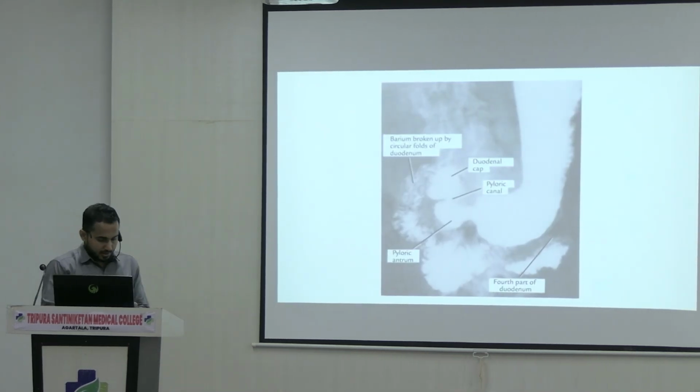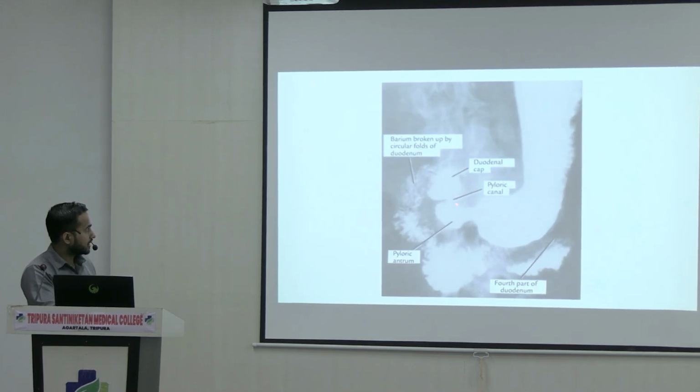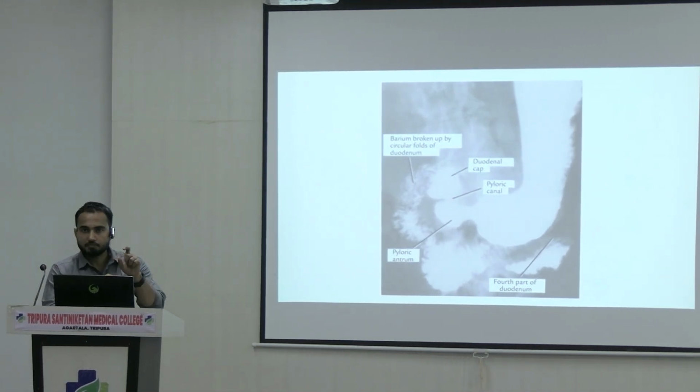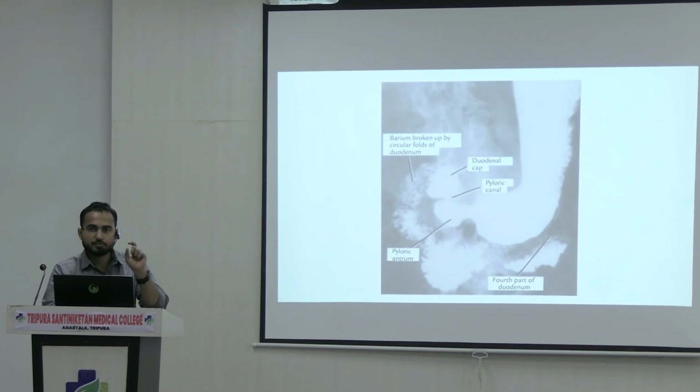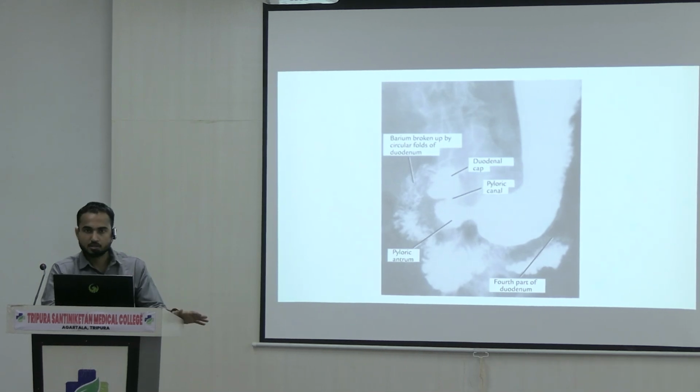Now here you can see a barium meal X-ray, a spatial radiographic investigation, where various parts of the duodenum can be seen. This is the stomach, and this is the pyloric part of the stomach. Always keep that in mind. I have mentioned that in the first part of the duodenum, those circular folds are absent. They start from the second part mainly.